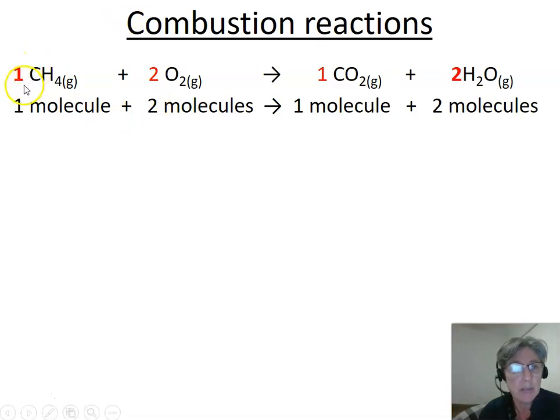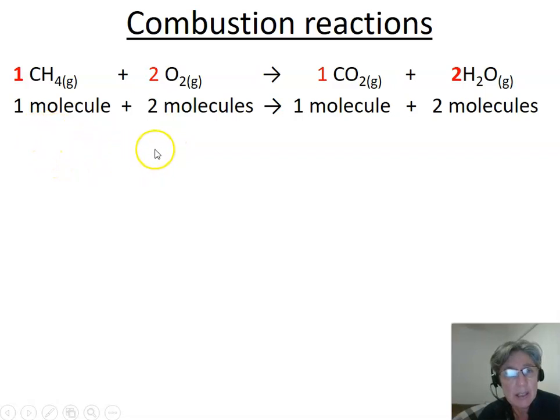So these numbers at the front are a ratio. I need 1 of these for every 2 of those, or I need twice the number of this for every whatever that is. So if I've got 2 here, if I've doubled it, I will have to double this. If I've got 10 molecules, so 10 times that, I would have to have 10 times this. If I've got 100, I'd have to have 100 times.